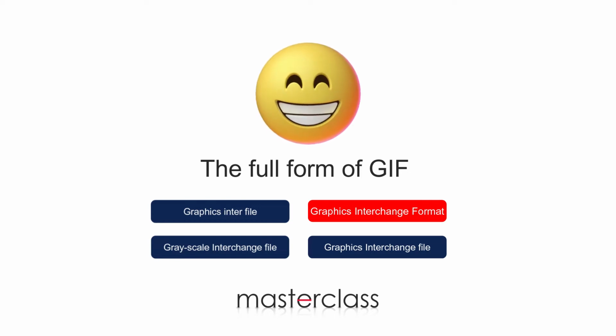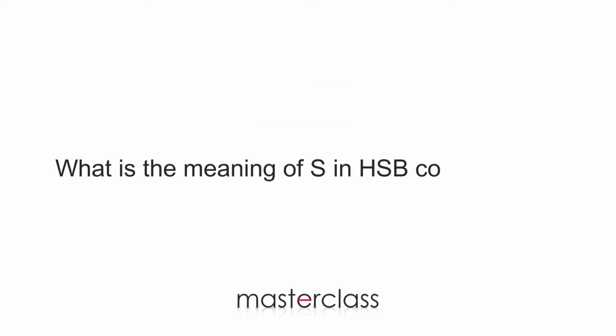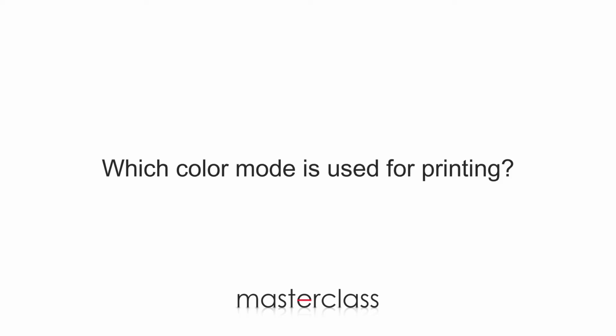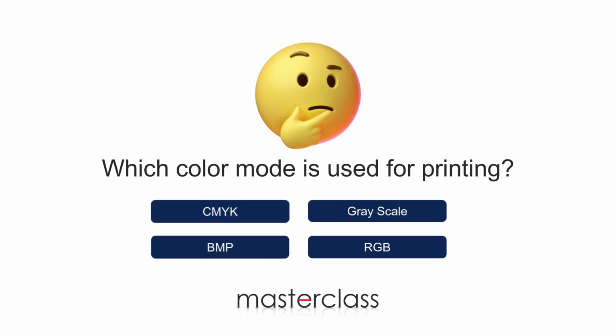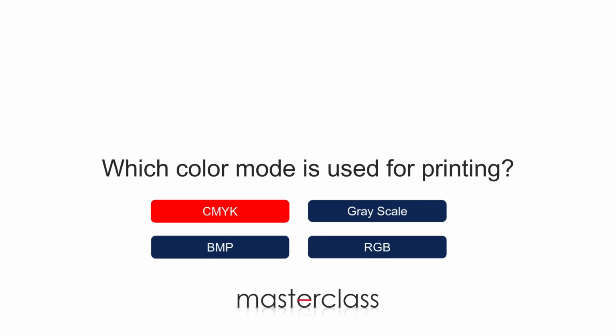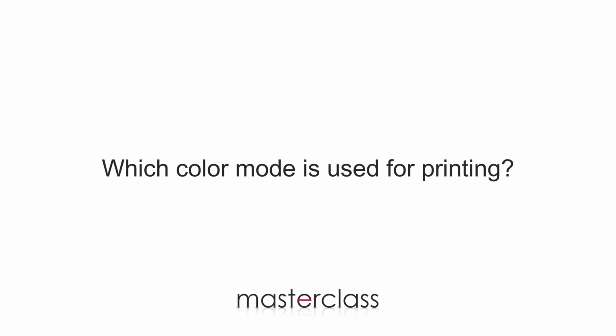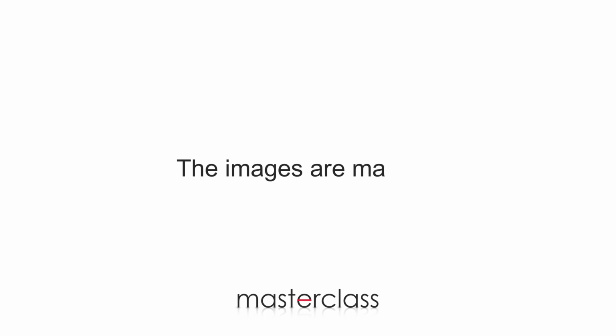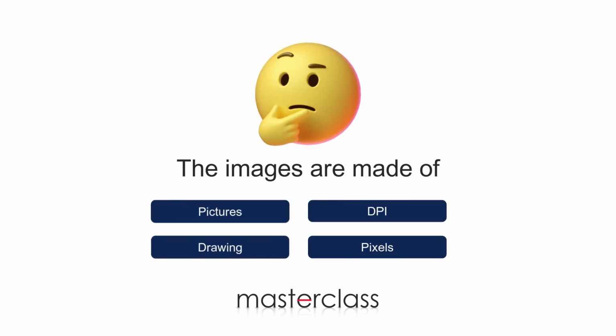Graphics interchange format. What is the meaning of HSB color model? Saturation. Which color mode is used for printing? CMYK. What kind of colors are red, yellow and blue? Primary colors. The images are made of pixels.